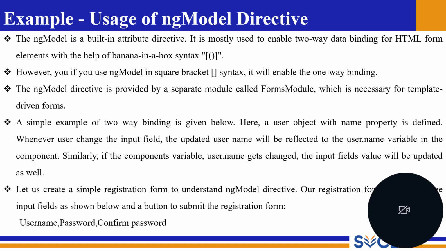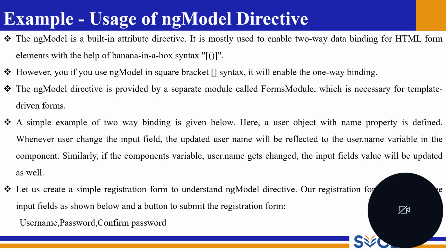The next one is usage of the ngModel directive. The ngModel is a built-in attribute directive. This is mostly used to enable two-way data binding for HTML form elements with the help of the banana-in-a-box syntax. However, if you use ngModel in square bracket syntax, it will enable one-way binding. The ngModel directive is provided by a separate module called FormsModule, which is necessary for template-driven forms. A simple example of two-way binding is given below.